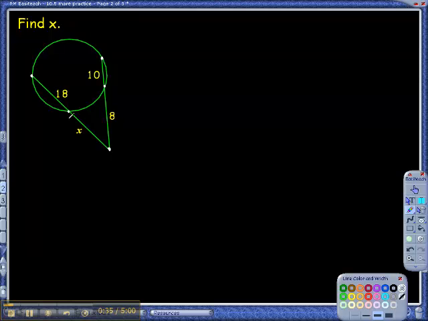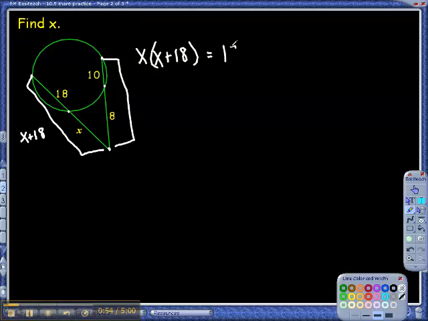First of all, if I think about this whole secant segment, that's going to be an x plus 18. So x plus 18, that whole secant segment, times its external part, just the x, should equal our whole secant segment, the 18, times the external part, 8. And as you multiply, you're going to end up with an x squared plus an 18x. And the 18 times 8 is going to give us 144.